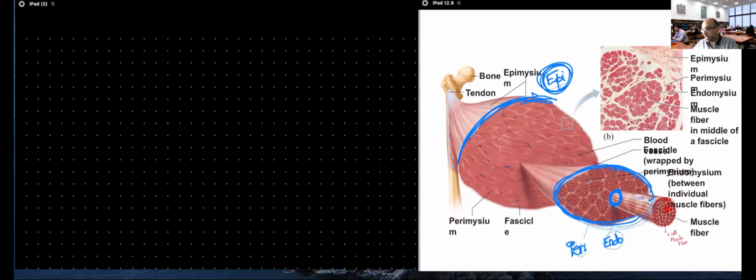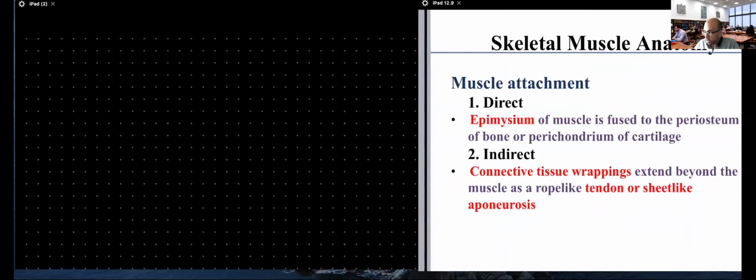So how are the muscles going to be attached to the bone? They have either a direct attachment or an indirect attachment. Direct attachment is the fusion of the epimysium of the muscle, which is the outer connective tissue layer that will be covering the whole muscle from outside. So you have the muscle on the inside like this. It's going to be surrounded by epimysium.